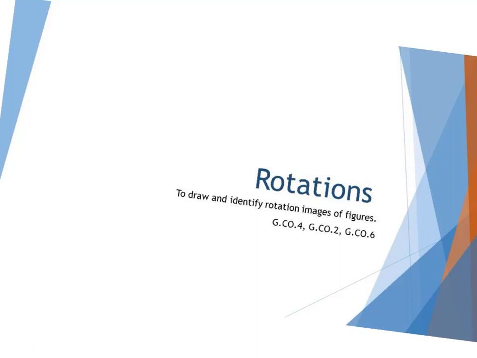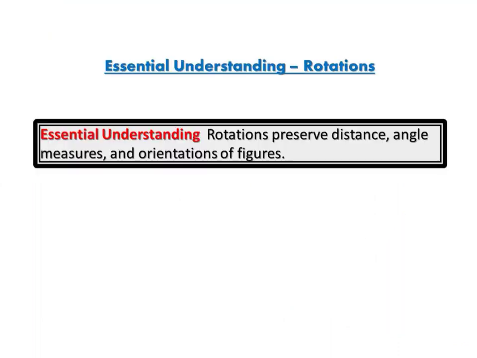This lesson is on rotations, and the goal is to draw and identify rotation images of figures. The standard is geometry, congruence, number 4, number 2, and number 6. What you should understand by the end of this lesson is that rotations preserve distance, angle measures, and orientations of figures.